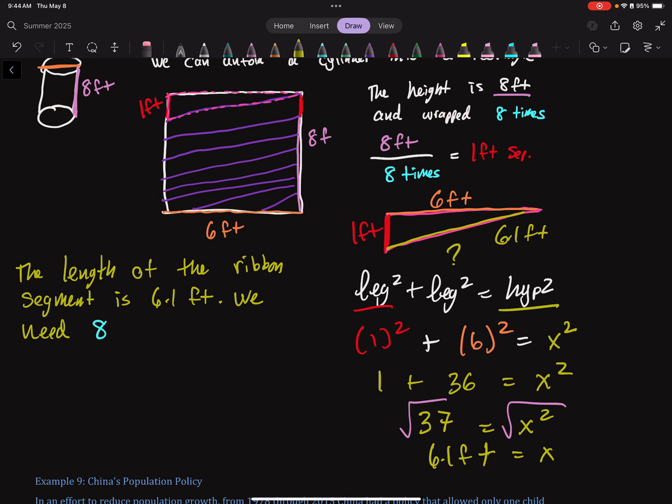So the length of the ribbon segment is 6.1 feet, and we need 8 of them because we're wrapping it 8 times. So 8 times 6.1, and we get 48.8 feet. So that's how much we need per post.